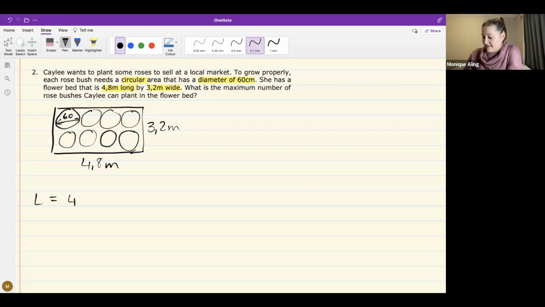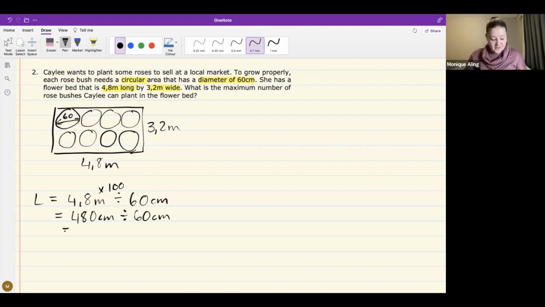So to work out how many rose bushes fit along the length, we take the length of the garden bed, divide by the diameter, which is 60 centimeters. We then need to just make sure, do we have the same units? No, we don't. So you can either make both dimensions meters, or you can convert both to centimeters. So I prefer going to centimeters, but it doesn't matter. From meters to centimeters, we times by 100. Remember, we need to know this off by heart. So it's 480 centimeters divided by 60 centimeters, which gives us 8 bushes along the length.